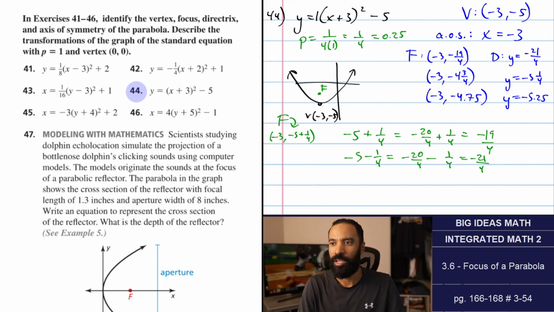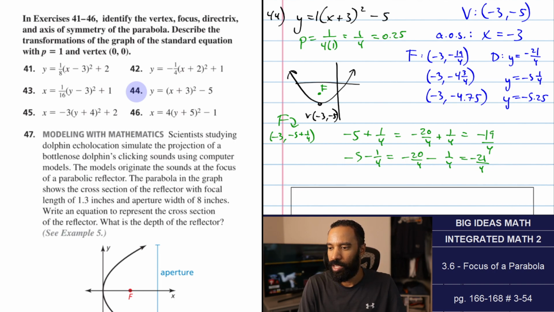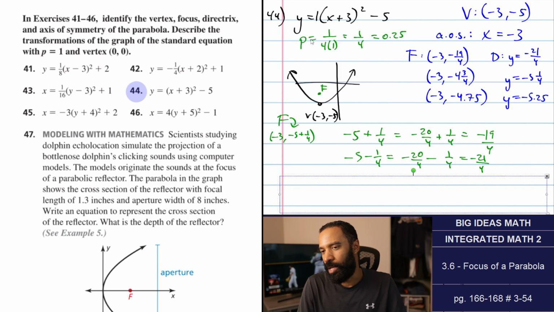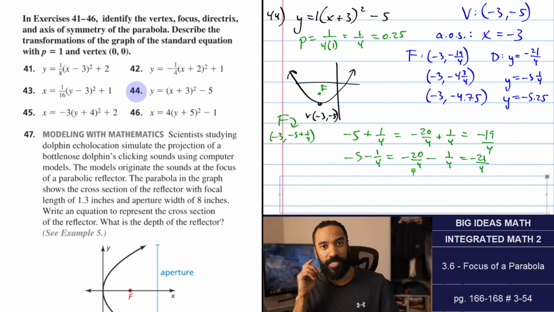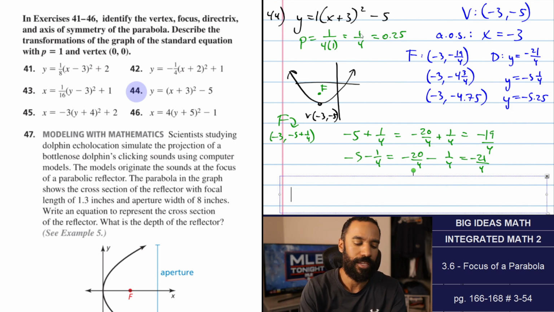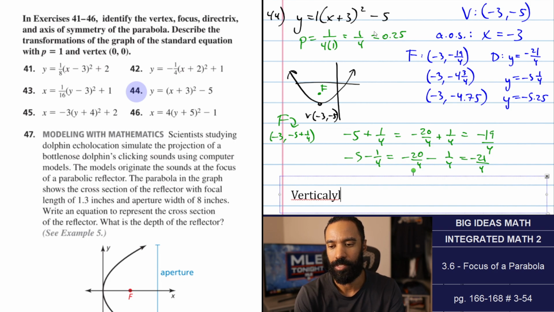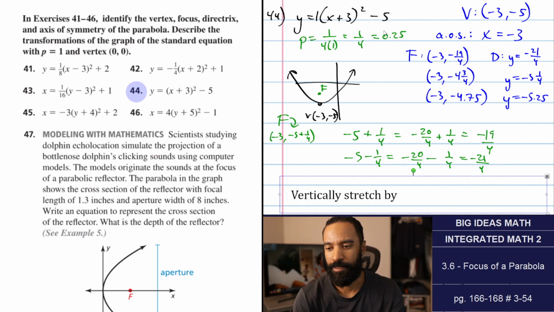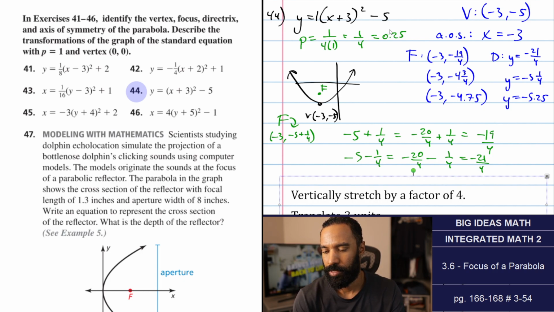That's totally accepted. As far as the transformation goes, the p-value by default is 1. Now it's 1/4, 4 times smaller, which means a is going to be 4 times larger than the traditional. So we are going to vertically stretch this by a factor of 4. And we are also translating 3 units left and 5 units down.